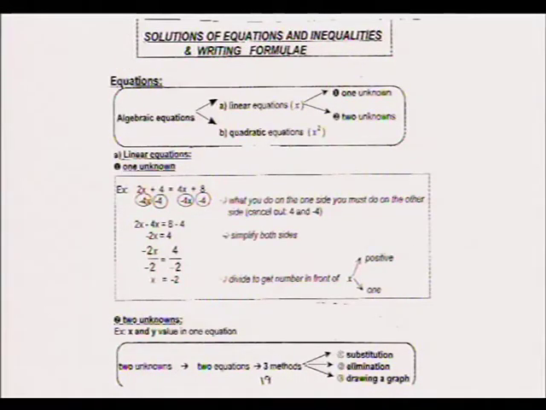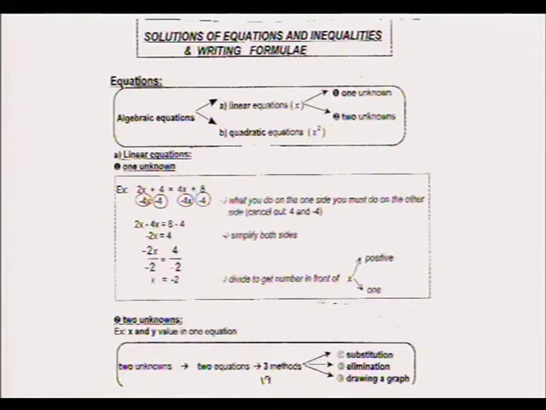Solutions of equations and inequalities, writing formula. Linear equations, there is one unknown. Quadratic equations, for example, x squared. Linear equations, for example, 2x plus 4 is equal to 4x plus 8. Then it becomes 2x minus 4x is equal to 8 minus 4. And you simplify to get x is equal to minus 2.